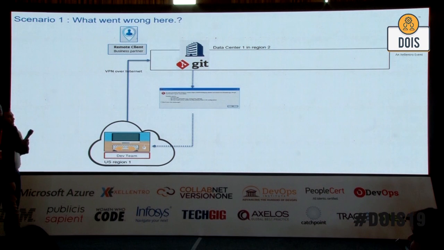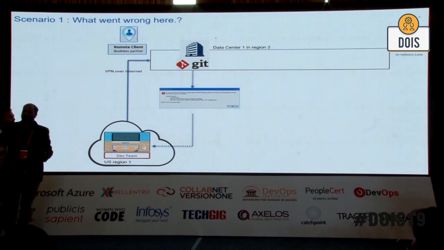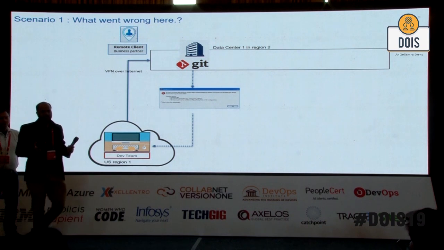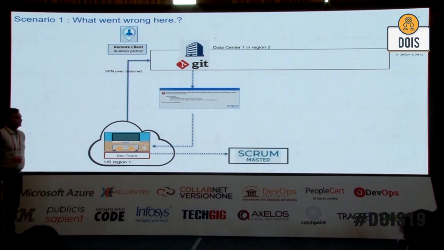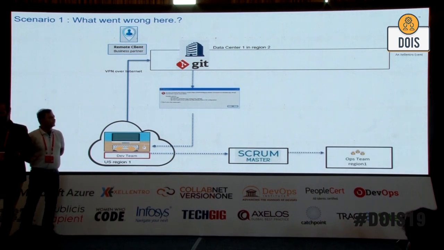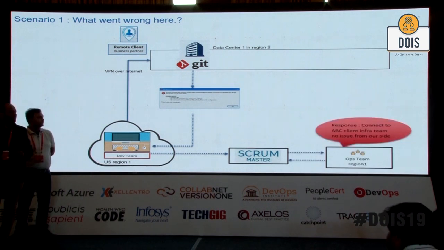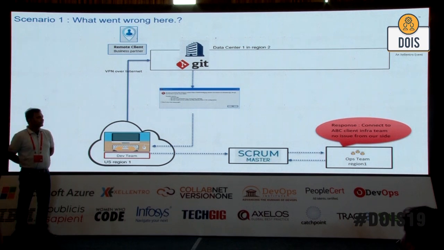What will we do in the real scenario? We'll raise the issue to our Scrum Master. Once I'm not able to connect to Git, what next? In our scenario, we go to our internal team first to ask what went wrong. He goes to the internal ops team, who say, hey boss, it is not my issue, you can connect with your ABC client. So again, the feedback mechanism is getting delayed. This is a very common issue in any organization.